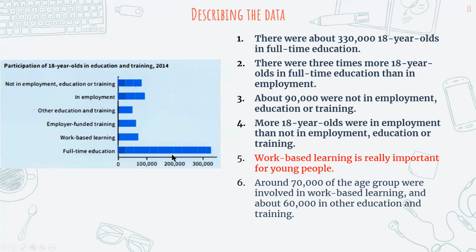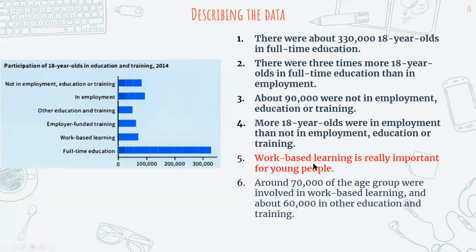I need to describe this data. Can you use the adjectives and adverbs that we talked about? Maybe a significant increase? Maybe is it a slight increase? No, it's a dramatic increase or growth, a dramatic growth. About 90,000 were not in employment, education, or training. More 18-year-olds were in employment than not in employment, education, or training.